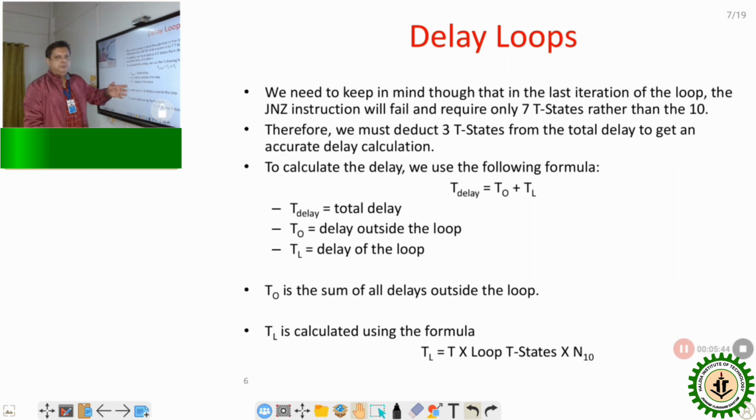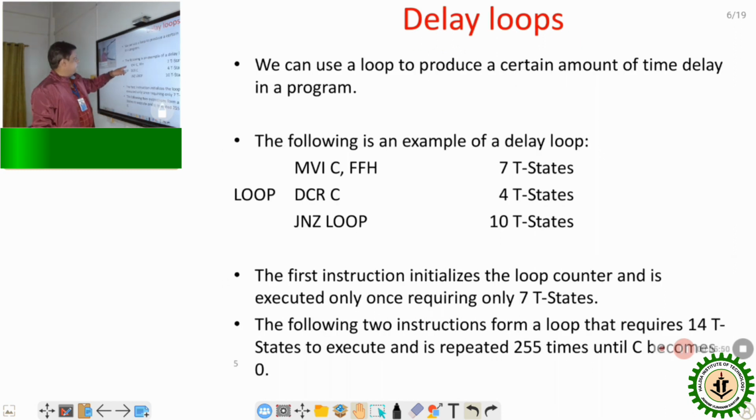Now, how to do this calculation? What is the delay? Let me go back and try to explain. This is the instruction MVI C, which is outside the loop and will be executed only once. The instruction DCR C and jump on no zero is the actual loop, which will be executed again and again. How many times? For this case, 255 times.